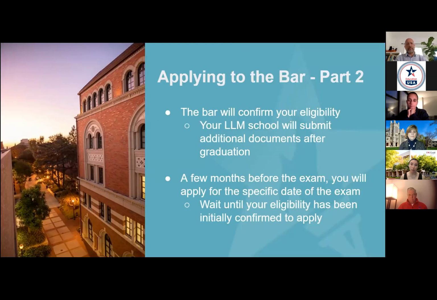Once you've submitted these documents to the bar, they'll provide you a conditional eligibility determination, most likely pending some completion of LLM courses in your degree. And then when you're ready to sit for a specific exam, you'll actually apply for that exam date, and the application for the bar typically opens a few months in advance of the exam, which means that in March or April, the application will open for the July bar, and usually in October or November, the application will open for the February bar.